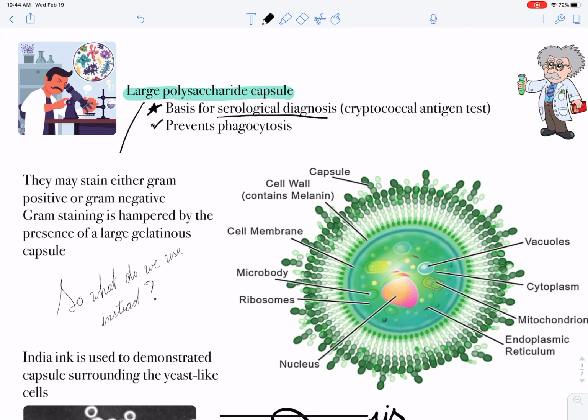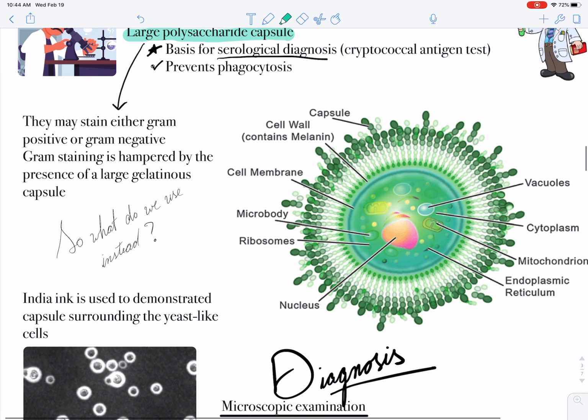So how does this relate to gram staining? Gram staining is not particularly effective in this case. It's going to be hampered by the presence of a large gelatinous capsule. So they're going to stain either gram-positive or negative.